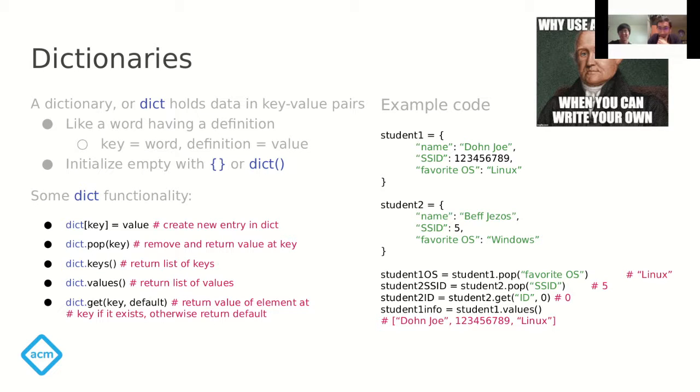Here we have student 2, Beth Jezos, and his social security is 5, and his favorite OS is Windows. So that's why he's student 2 and not student 1, because his favorite OS is Windows. So learn from Don Joe.